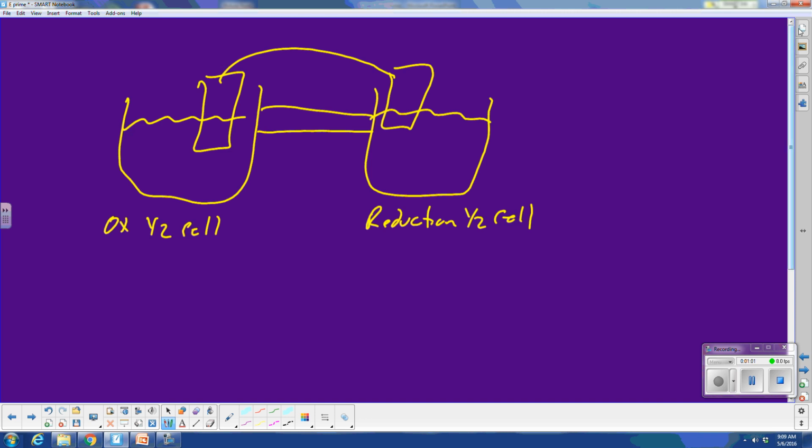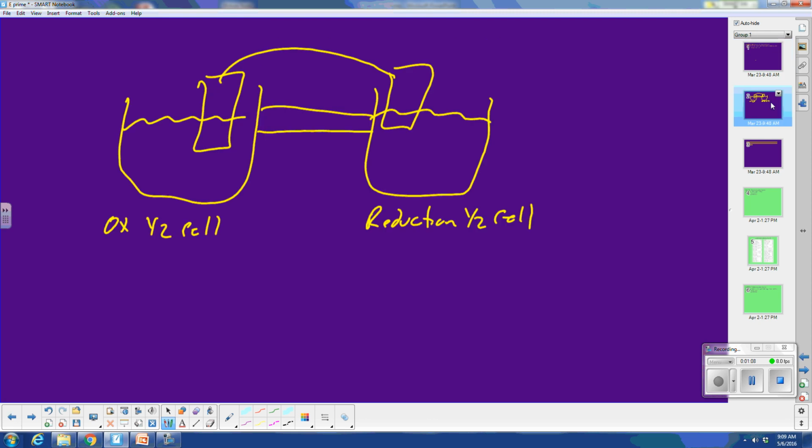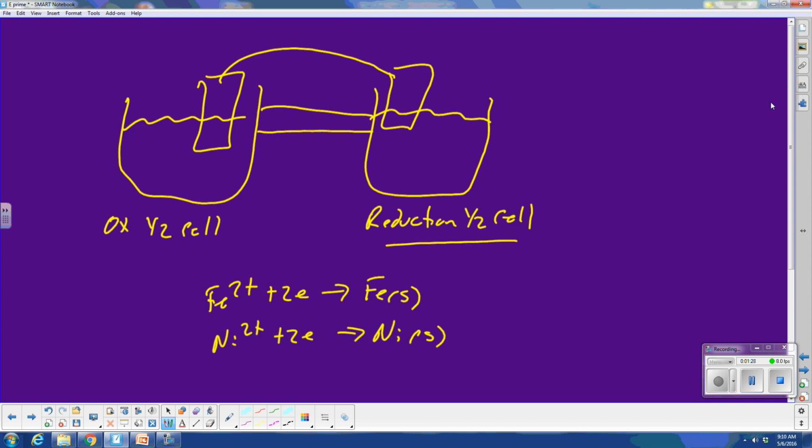And what did we say from our question? Let's go back for a second. We have iron 2 and nickel. So we have iron 2, and it might reduce to form iron. And we have nickel 2, and it might reduce to form nickel. Now, here's the question. Which of these is going to reduce? Because one of these is going to reduce and go into our reduction half cell, and one is going to oxidize and go into our oxidation half cell.